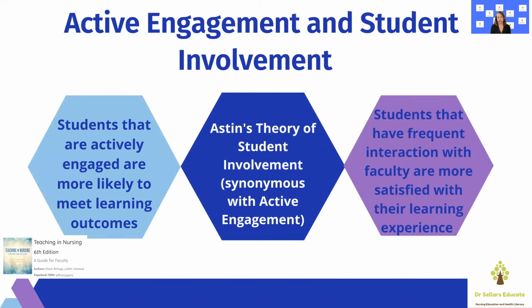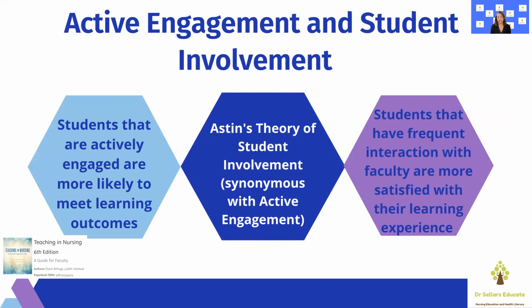So we want to support student success, and active engagement with our students is one critical component as we support them to meet their learning outcomes. Second, taking a look at Astin's theory of student involvement. This is synonymous with active engagement. There are 5 concepts that we're going to cover during our time together today. And then third, students that have frequent interaction with faculty are more satisfied with their learning experience.